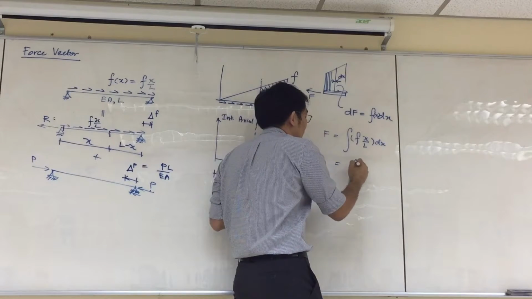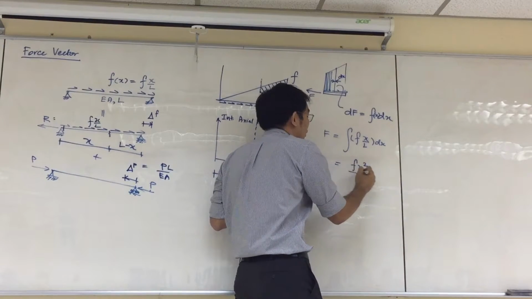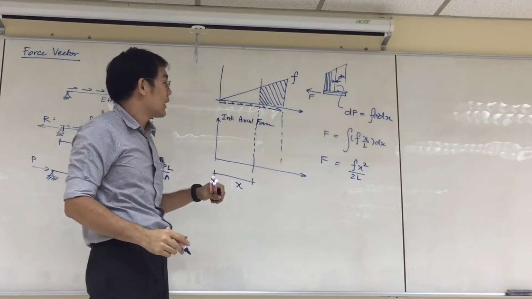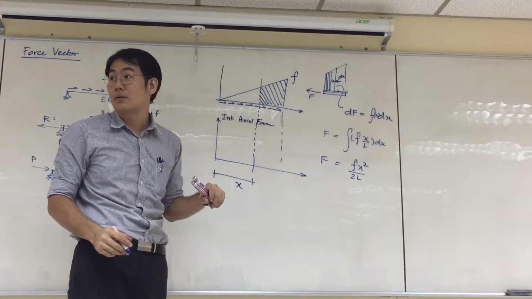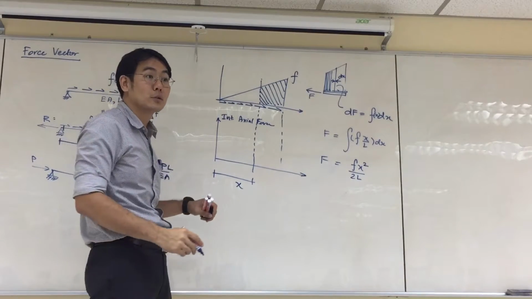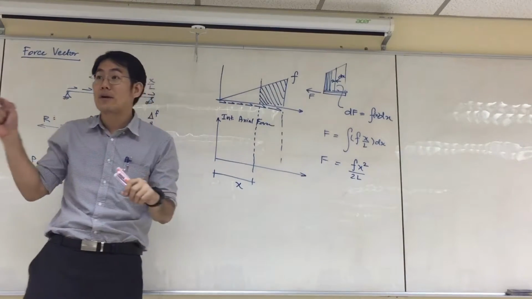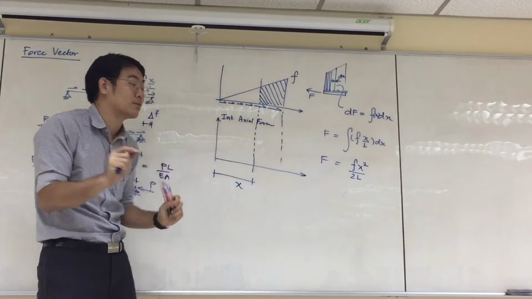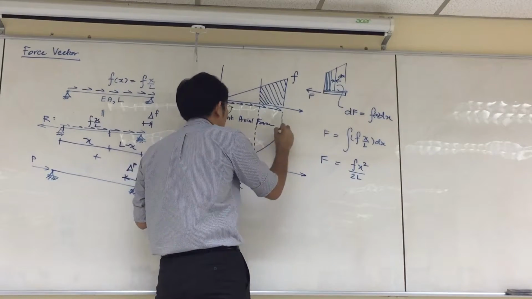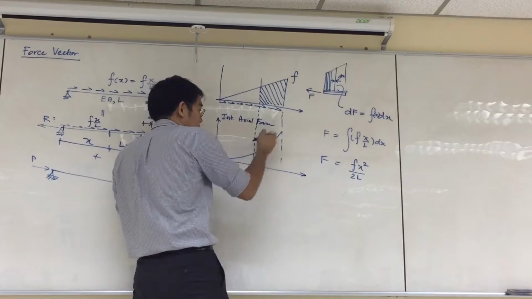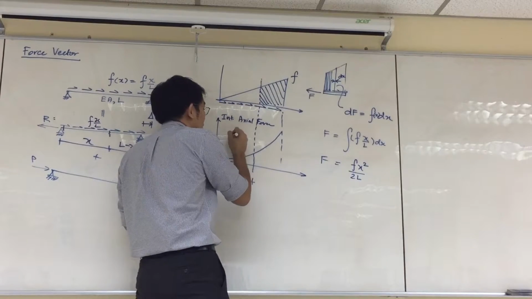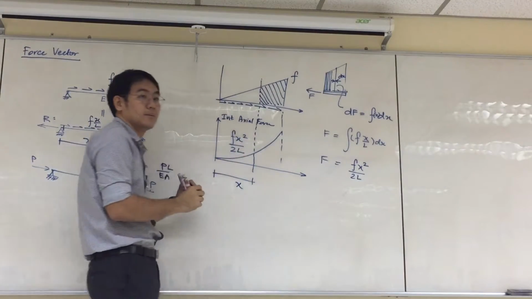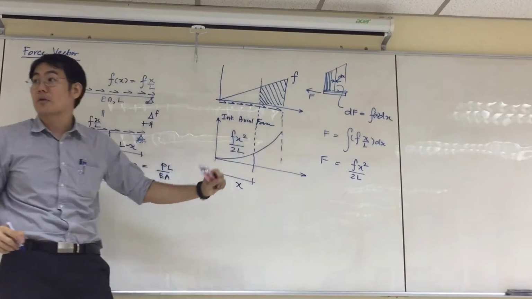What do you end up with? Fx squared over 2L. How does it look? Simply a quadratic function. So your variation of internal axial force is varying like a quadratic function. Here is your internal force distribution. So you have Fx squared over 2L, and it looks like this graph.